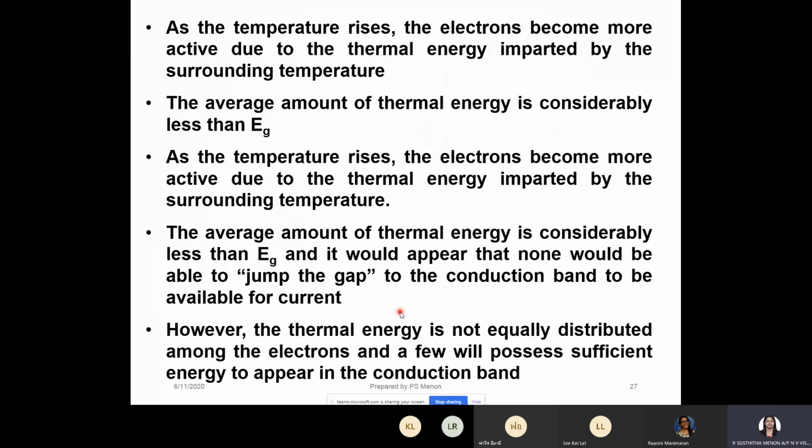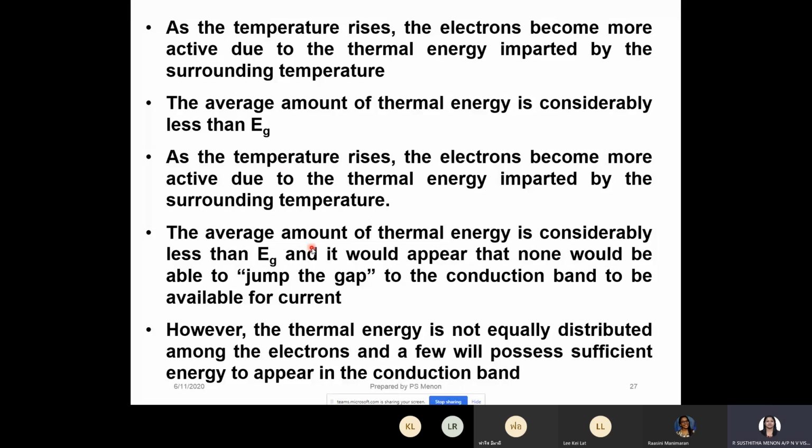As temperature rises, the electrons become more active due to thermal energy imparted by the surrounding temperature. The average amount of thermal energy is considerably less than Eg. So there is also heat involved, but still the majority of it is in terms of photons.